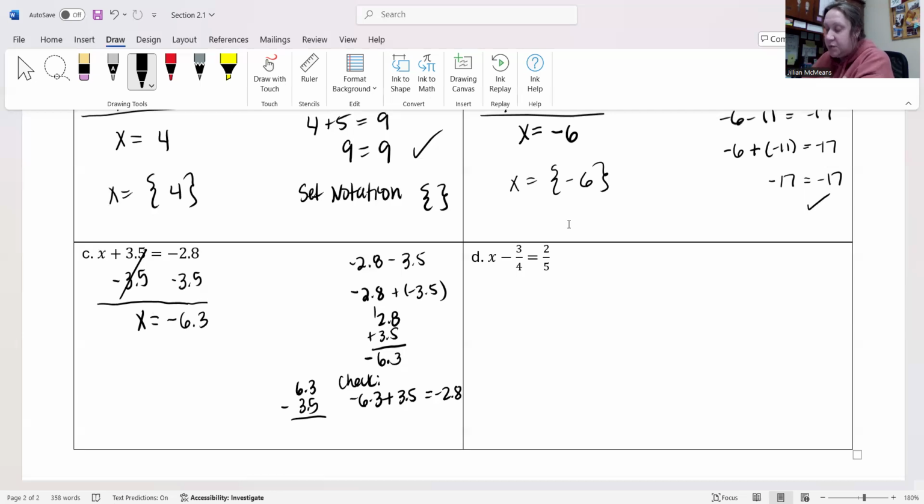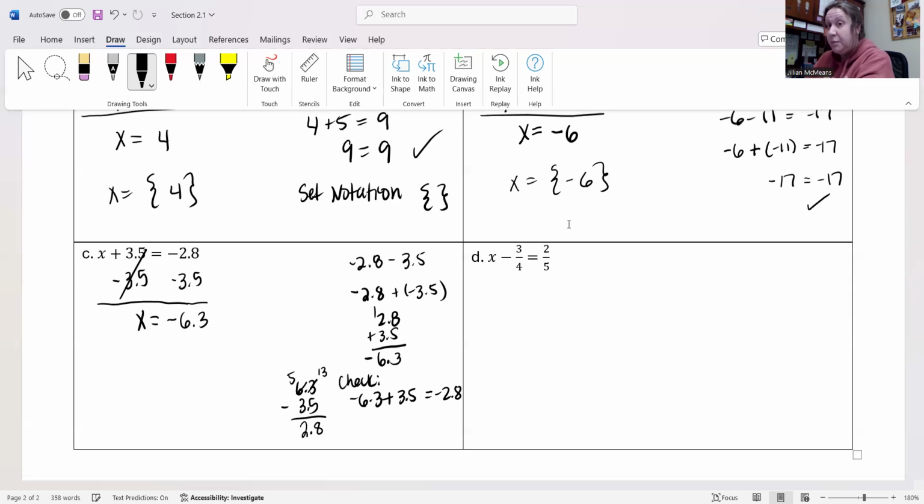Now, we had negative 6.3 plus 3.5. We're adding two numbers with different signs. We subtract their absolute values, so that's going to be 6.3 minus 3.5. I cannot take 5 from 3, so I borrow. 6 becomes 5, 3 becomes 13. 13 minus 5 is 8. Drop down your decimal. 5 minus 3 is 2.